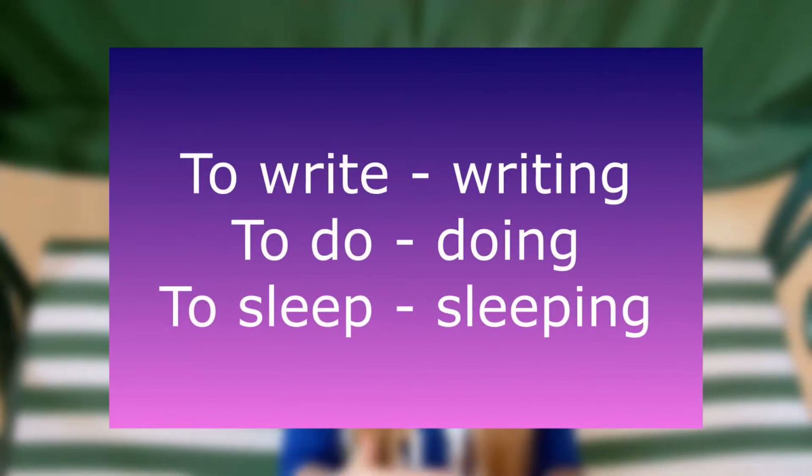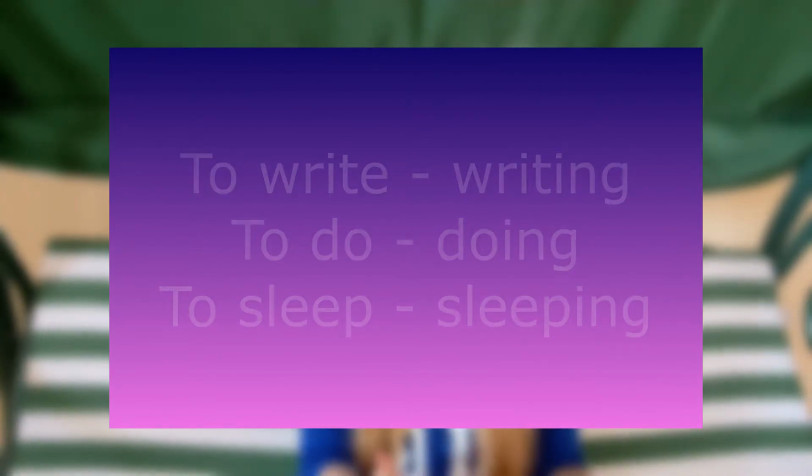What is present participle? The participle is like when we take any ordinary verb and we add an ing to the end of this verb. So if we have to write, the participle is writing, to do, doing, to sleep, sleeping, and so on. This structure, verb and ing, can be used in three ways in English.